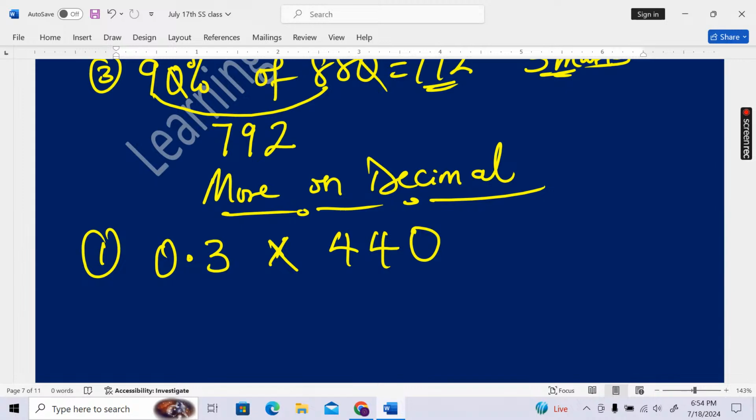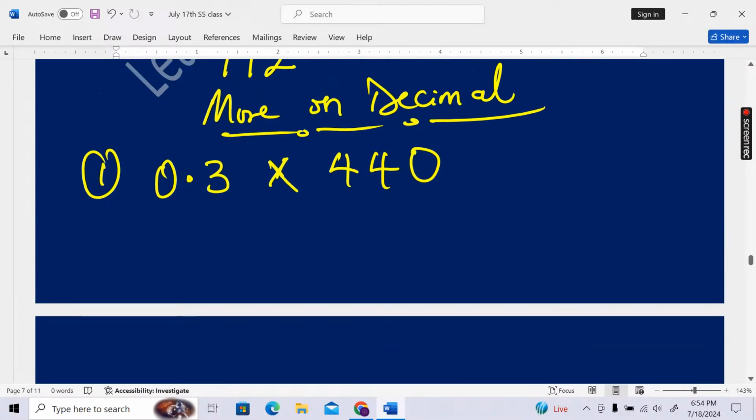Now look at the magic. This mental math concept is only applicable to numbers in one decimal place like this. Decimals that look like this, not all decimals. For decimals that look like this only, all right? 0.3 times 440. So this is the mental math strategy.